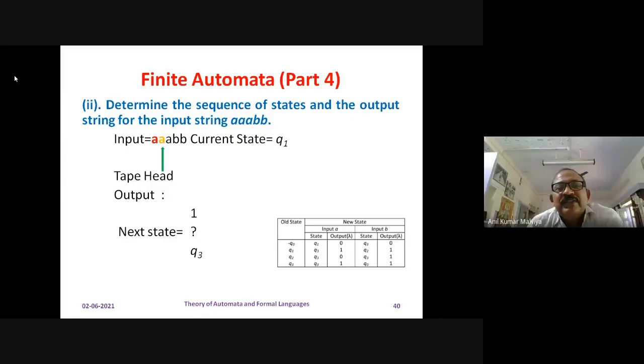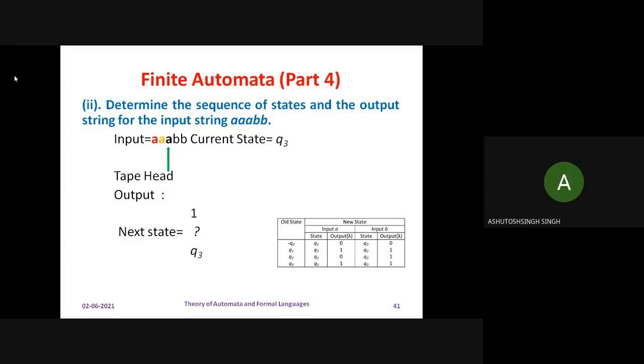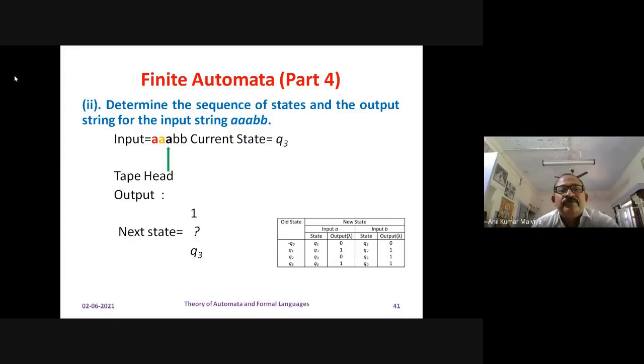Okay. Now machine in state Q1, the previous output here you can see is 0. Previous output 0 and current output is 1. Now machine in state Q3 and input is A. What will be the output? 1. And next state is Q3. Previous output 0, 1 on your screen.